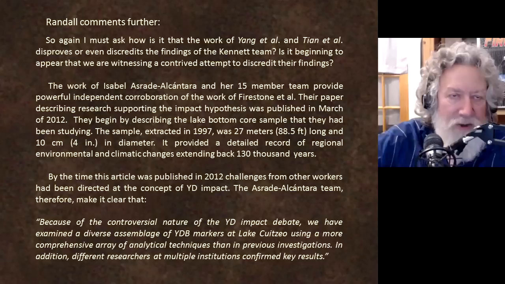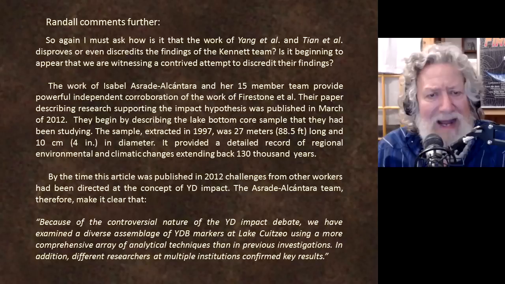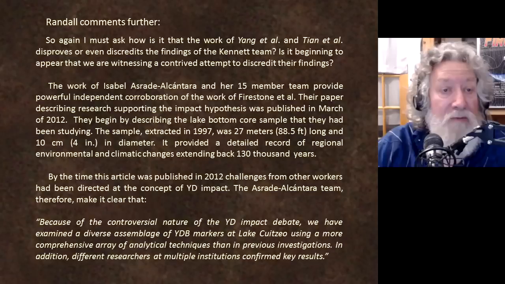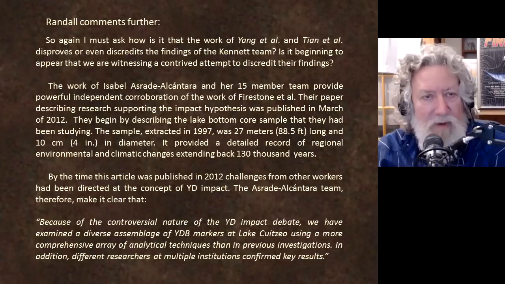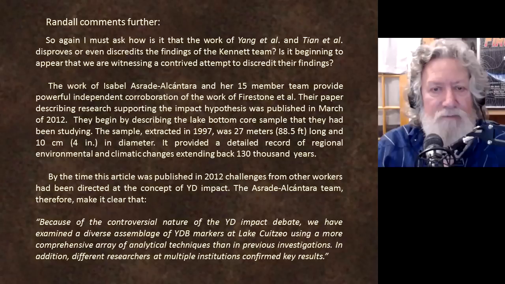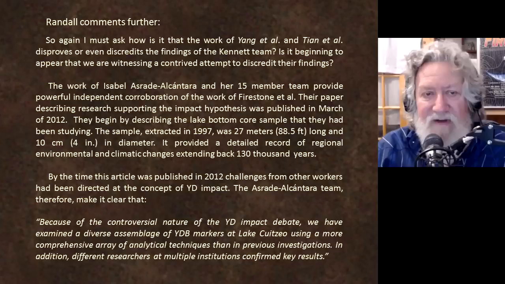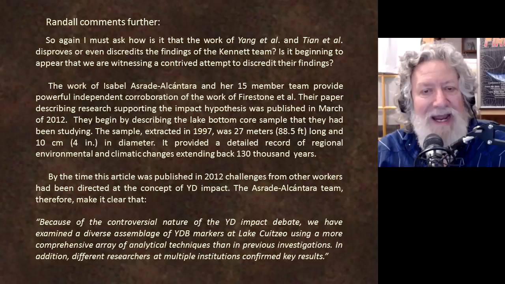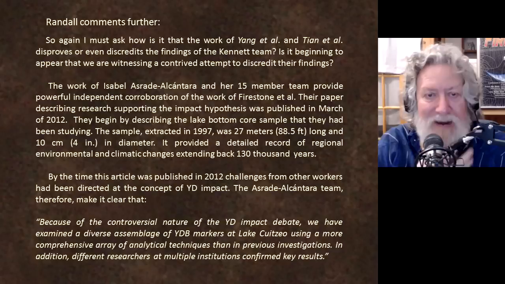So by the time this article was published in 2012, some of these challenges from these other workers had now come in and were being directed at the Younger Dryas impact hypothesis. So the Alcantara team therefore make it clear, and I'm quoting from their paper, "Because of the controversial nature of the Younger Dryas impact debate, we have examined a diverse assemblage of YDB markers at Lake Kutzio using a more comprehensive array of analytical techniques than in previous investigations. In addition, different researchers at multiple institutions confirmed key results."